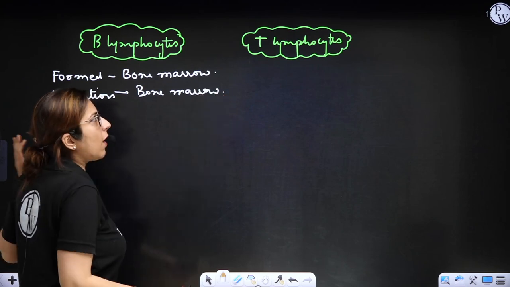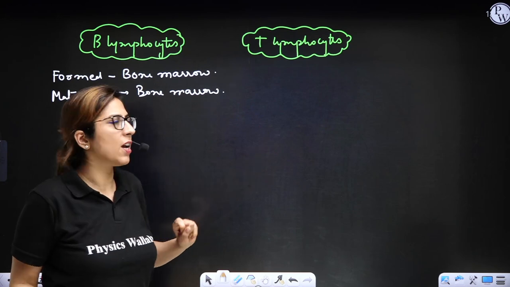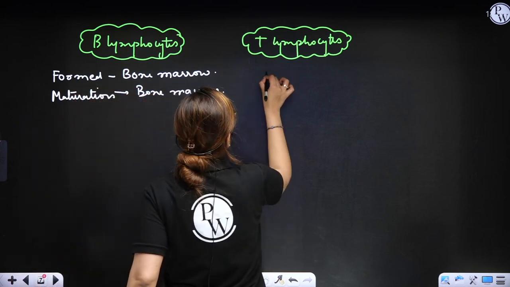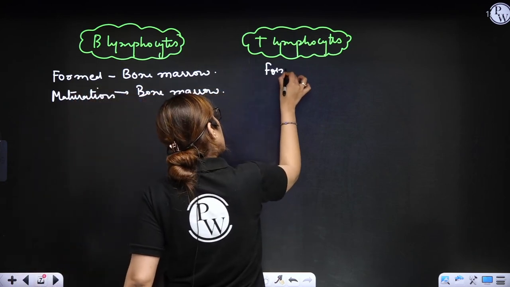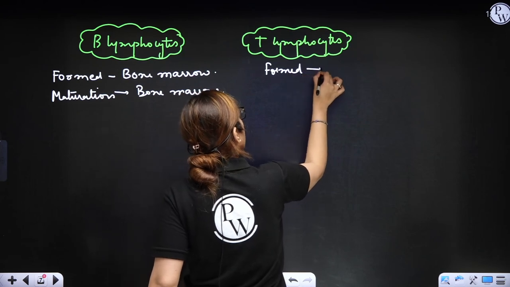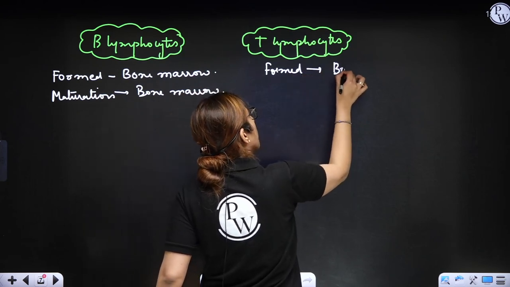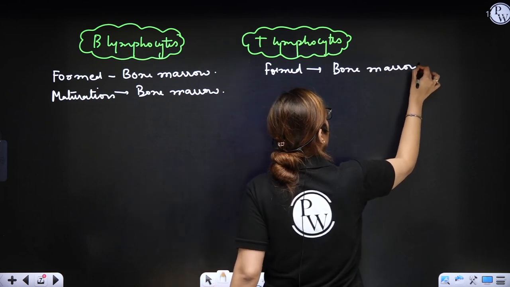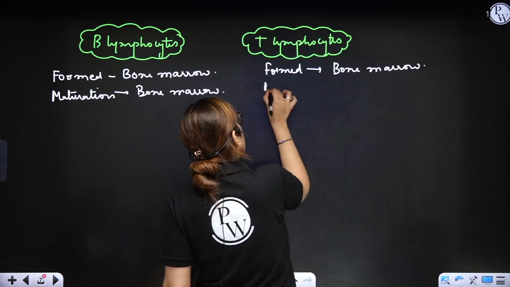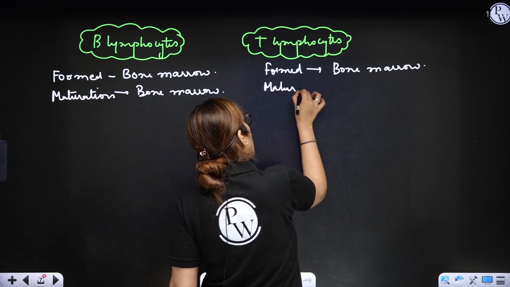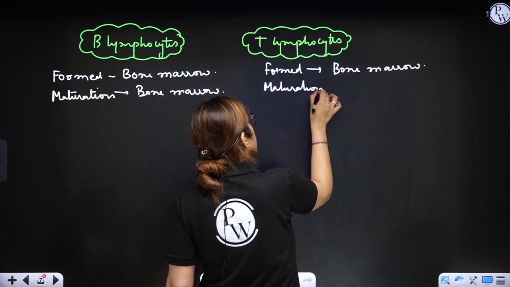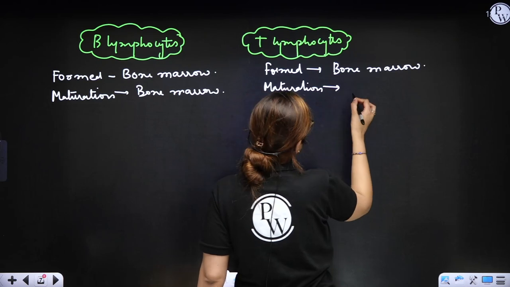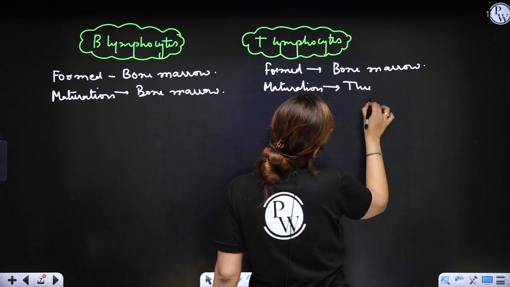The difference you have to write. The T lymphocytes, where are they formed? They are formed in bone marrow. Right? And when we talk about maturation, where does this maturation happen? Their maturation happens in the thymus.